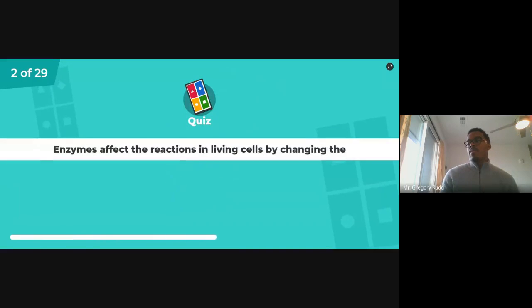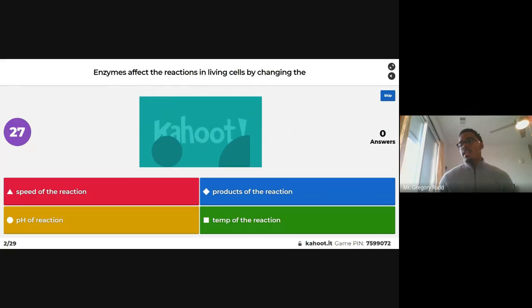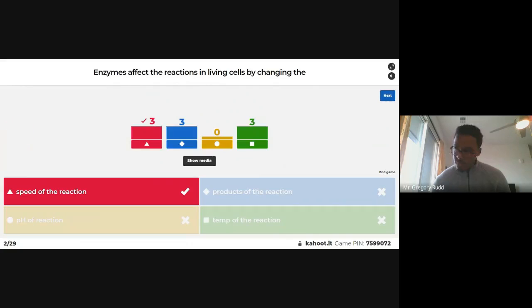Enzymes affect the rate of reactions in living cells by changing the speed of the reaction. Good.